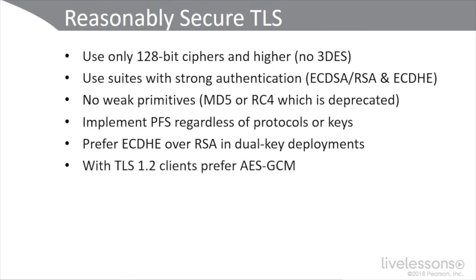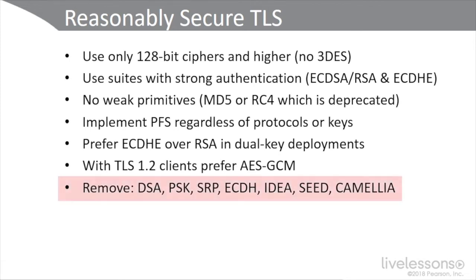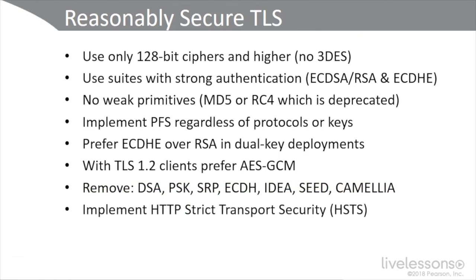With TLS version 1.2, let's have our clients prefer AES GCM, which we just saw is part of Suite B cryptography. You want to remove things like DSA, pre-shared key, SRP, elliptic curve Diffie-Hellman, the legacy version, IDEA, SEED, and Camellia. Those should be stripped away from the profiles on your web servers, so they're not even presented to the clients as an option. We want to implement HTTP Strict Transport Security if possible.